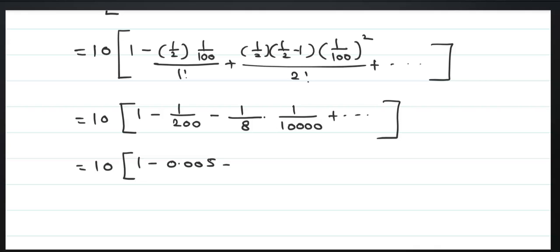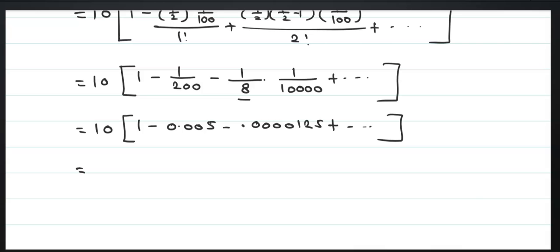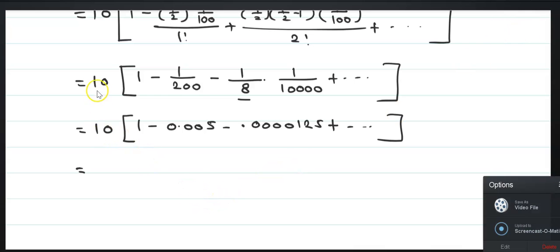Now, this is the simplification. You can perform this simplification on your own also. Now, see this here. 10, 1 minus 1 upon 200. 1 upon 200 means what? 0.005. Minus 1 upon 8 means what? That is 0.125 upon 10,000, that is 1, 2, 3, 4 plus and so on.